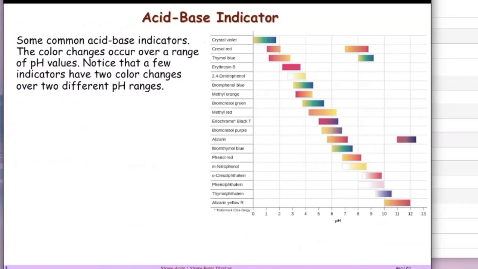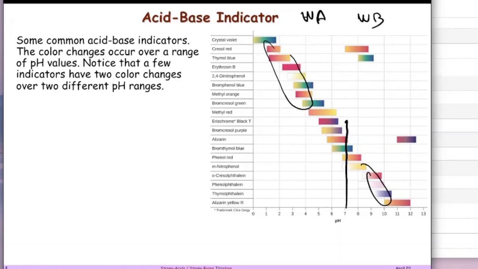So these are acid-base indicators, and we use different indicators because sometimes the endpoint isn't exactly at 7. We think it's going to be 7, but it's not. Okay, sometimes the endpoints are going to be lower than 7 or higher than 7, depending on whether you have a weak acid or a weak base that you're analyzing.